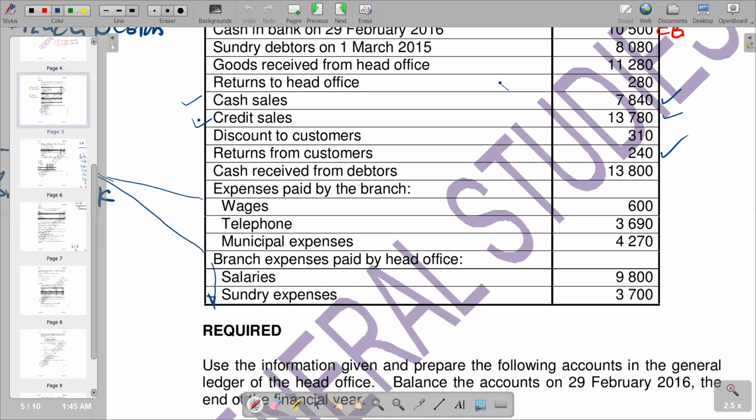So we see that beneath that now, these ones will only appear in the branch profit and loss account, since they are expenses of the branch. In the branch profit and loss account they will appear, but in the branch bank account they don't appear. So we are going to list them in the branch profit and loss account. Having entered that, we can now go to our branch profit and loss and enter what is required in the branch profit and loss.